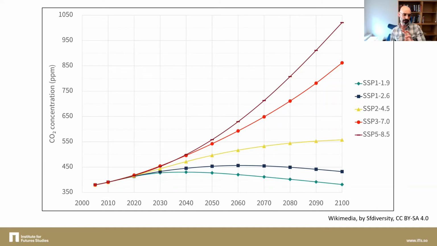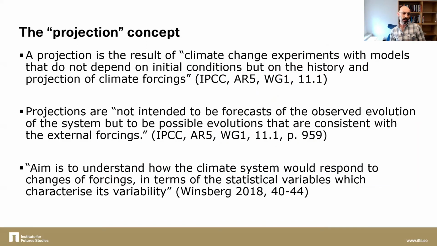But what they are really is just a set of descriptions of possible things we might do. And so what that does is it means that climate physicists are producing what they call projections, which is a kind of conditional prediction. They're not claiming that this is a prediction of what will happen given the current state of the system. So this first quote says, climate change experiments with models do not depend on initial conditions, but on the history and projection of climate forcings. So it's just saying, assuming you guys do this, here's what we think will happen.